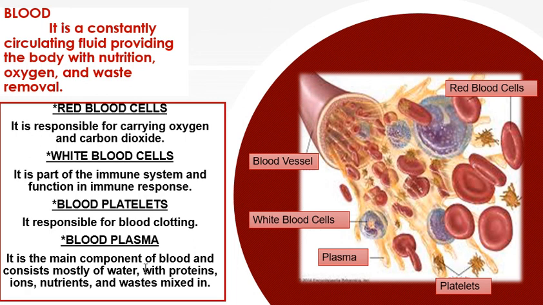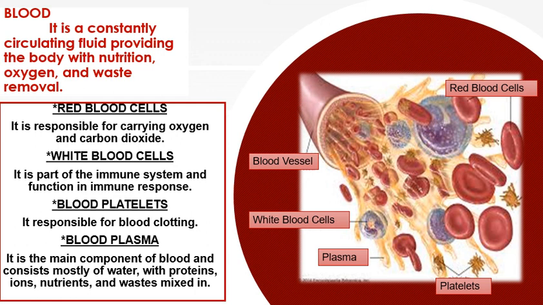Next one is we have the blood plasma. So the blood plasma, it is the main component of blood and consists mostly of water with proteins, ions, nutrients, and wastes mixed in. So mao na again ang sulod sa atoang blood. So naa tay red blood cells, white blood cells, blood platelets, and the blood plasma.